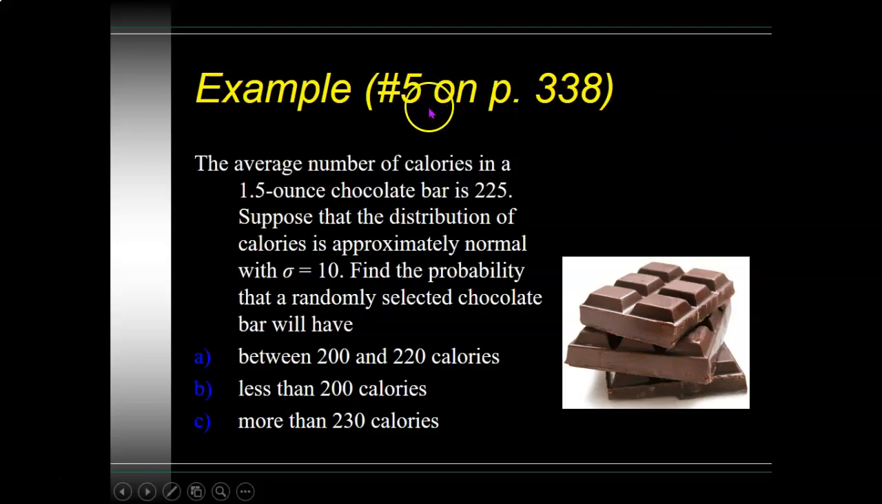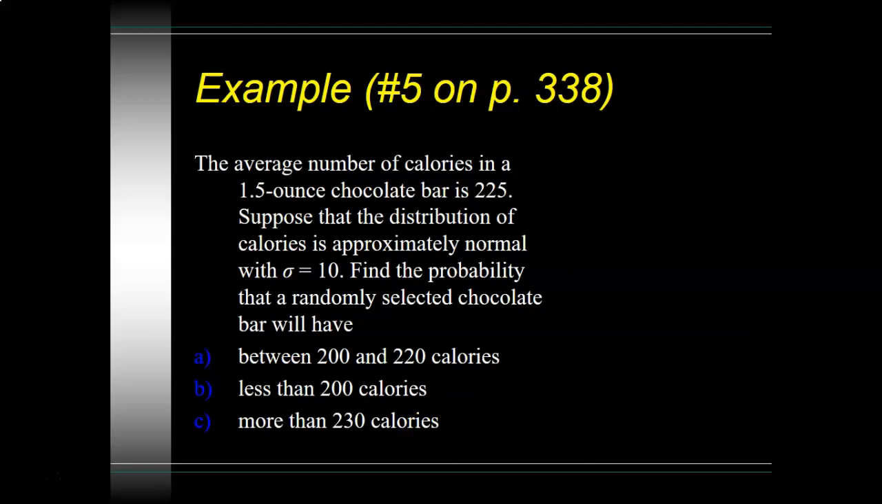Next example, stolen from the book. The average number of calories in a 1.5 ounce chocolate bar is 225. Suppose that the distribution of calories is approximately normal, with sigma equal to 10. Find the probability that a randomly selected chocolate bar will have, and it's a three-parter: Part A, between 200 and 220 calories. Part B, less than 200 calories. Part C, more than 230 calories.